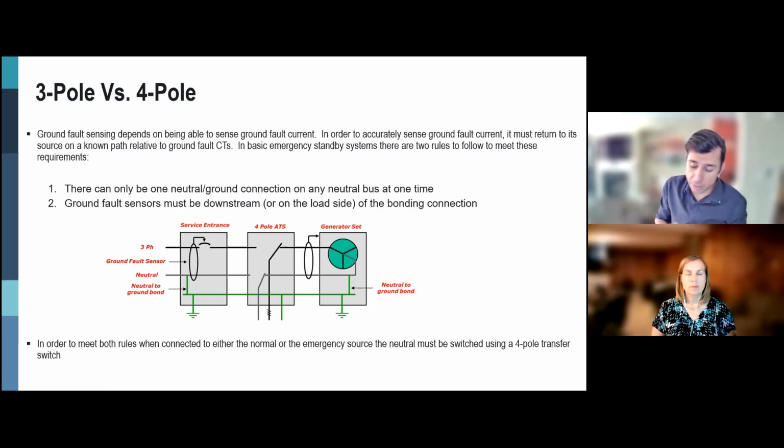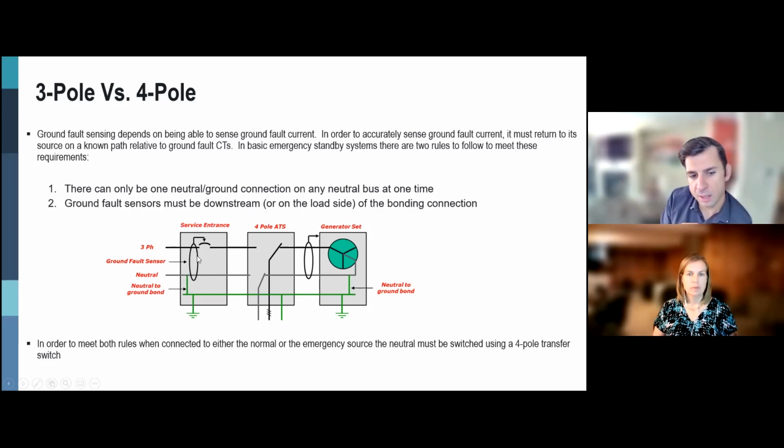If there's no known path, or if that path is not identified, those electrons will find their way back to the source, either through the operator, and hopefully not, or through other means, right? So again, we can spend the entire day discussing this, but I'll give you the summary. In order for us to have effective ground fault sensing and detection, there are two rules. That's it. This is the only thing we're going to get. There shall only be one neutral to ground connection at one time. So one neutral to ground bond at one time.